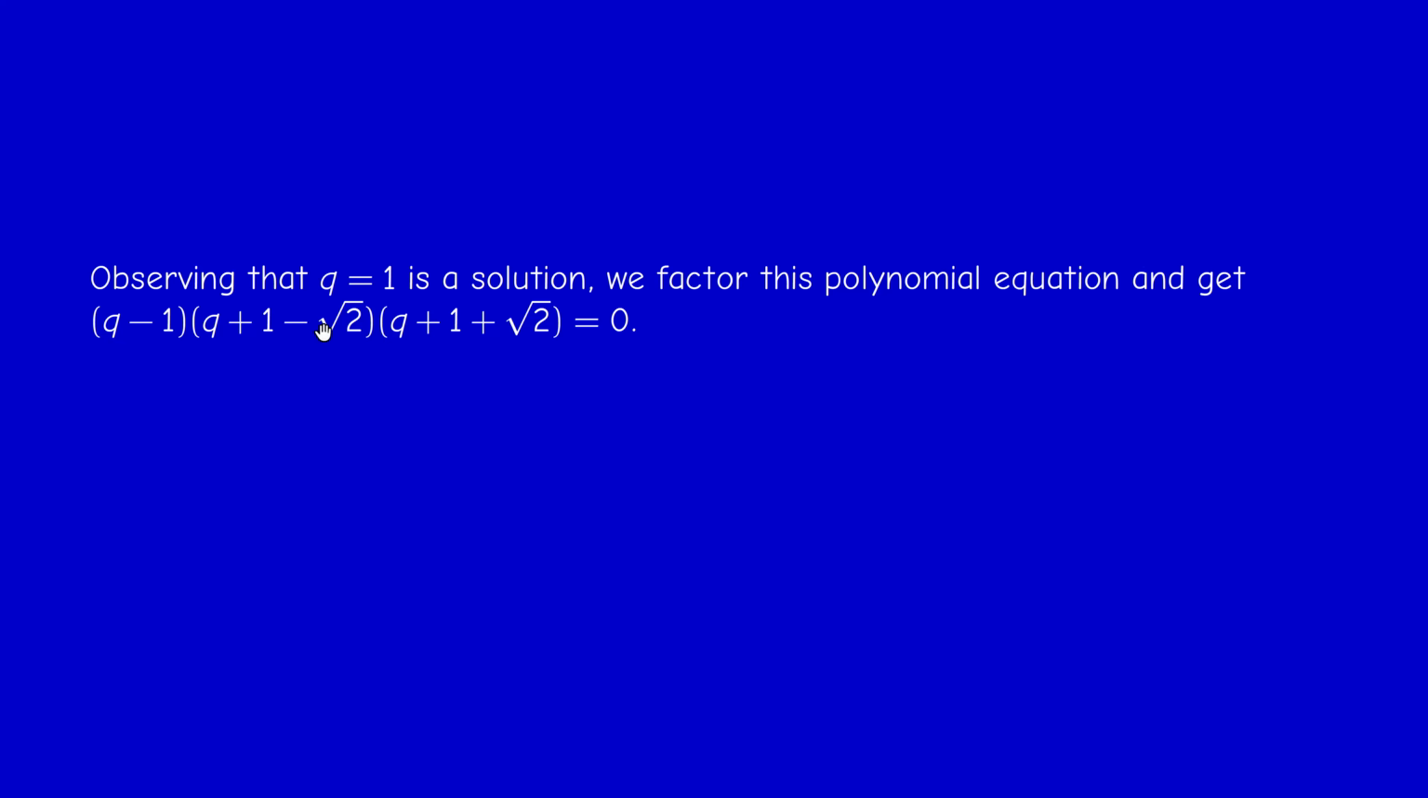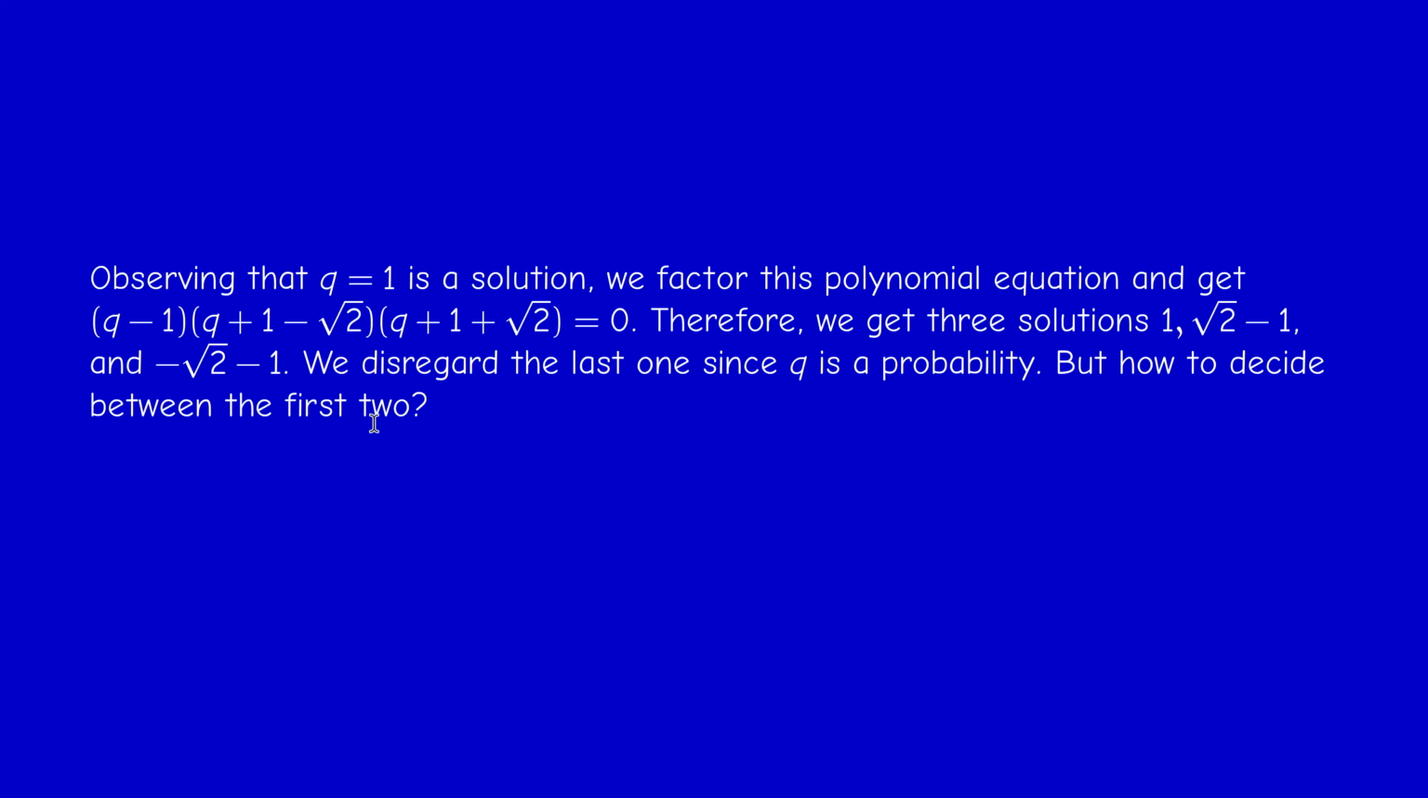Minus 1 plus radical 2, and minus 1 minus radical 2. So we have three solutions actually: Q equals 1, Q equals radical 2 minus 1, and Q equals minus 1 minus radical 2. Now, of course, we eliminate this solution because it's negative. So we are just left with two solutions. So how to decide which one we should choose, Q equals 1 or Q equals radical 2 minus 1?